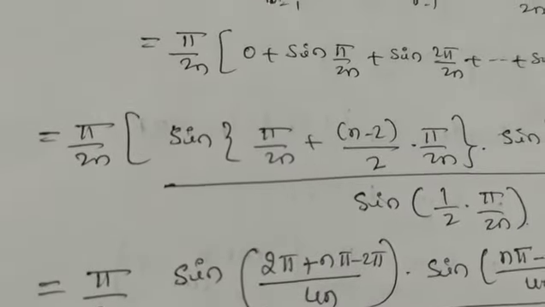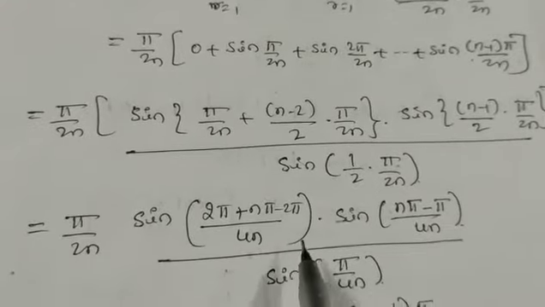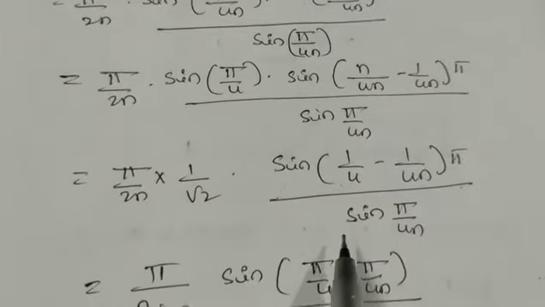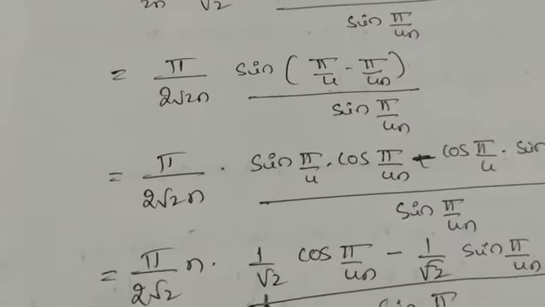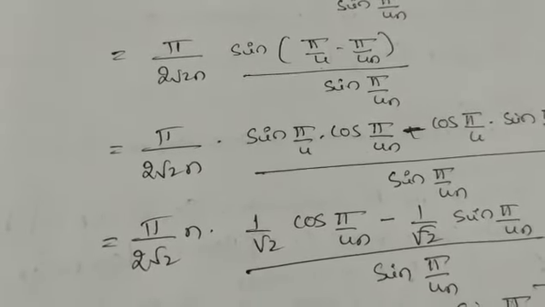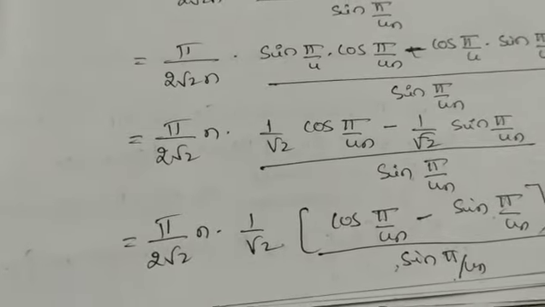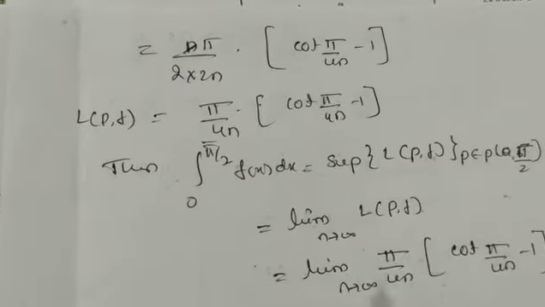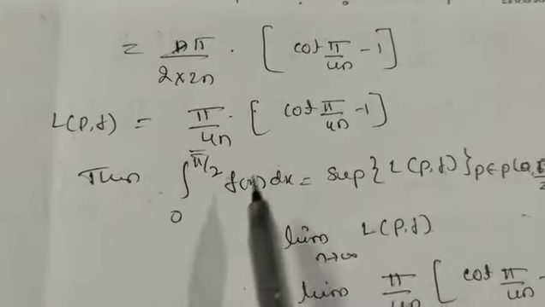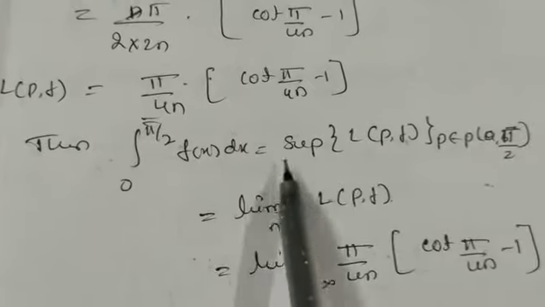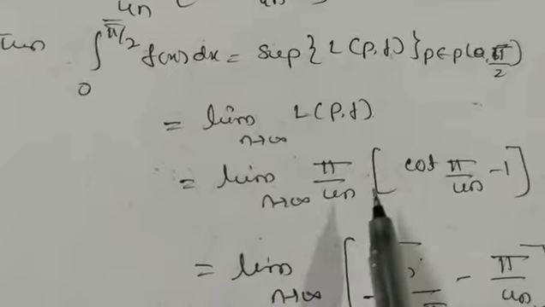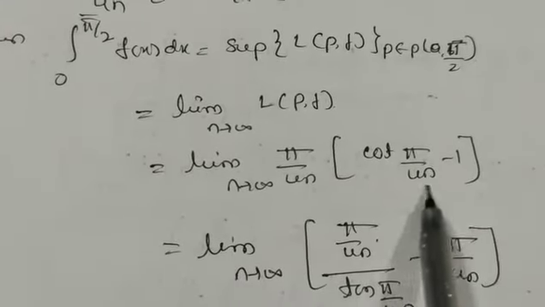After simplification you do the same thing, exactly the same; the only difference is n minus 1 in place of n. You will get pi by 2 into root 2 into n, with 1 by 2 also common, exactly like the previous example. So LPF equals pi by 4n into cot pi by 4n minus 1. Then the lower Riemann integral of f of x dx is equal to the supremum of LPF, which is the limit as n tends to infinity of pi by 4n into cot pi by 4n minus 1.